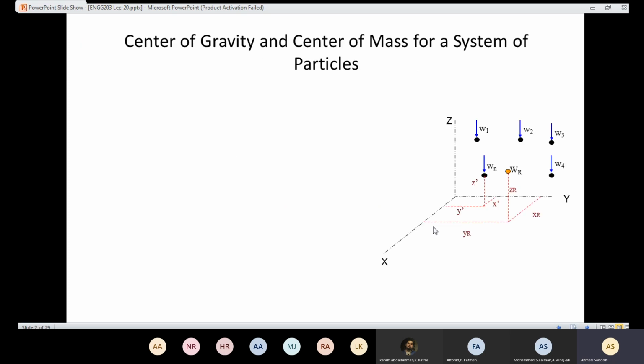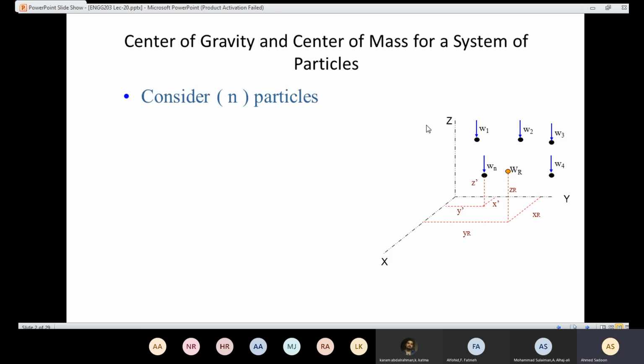So for example, here we have a 3D system. We have X, Y, and Z. We need to know how we can determine the center of gravity or the center of mass for a system of particles. So here we have a system of particles in 3D. We have particle 1, 2, 3, 4, and n. It could be 9 or 10. We need to know the center of gravity for that system of particles. So here we are going to consider n particles.